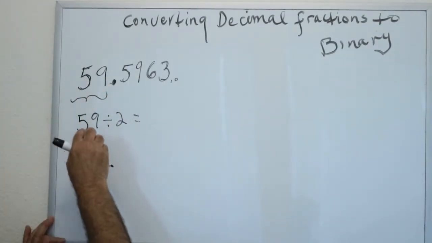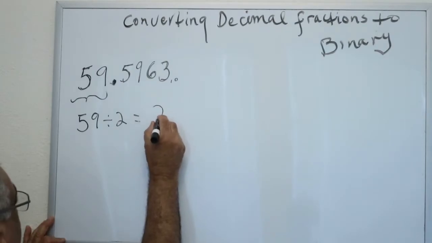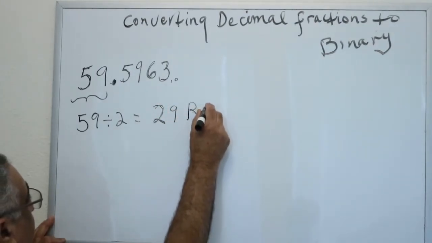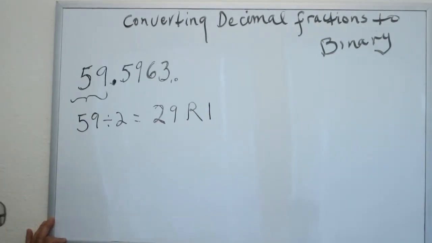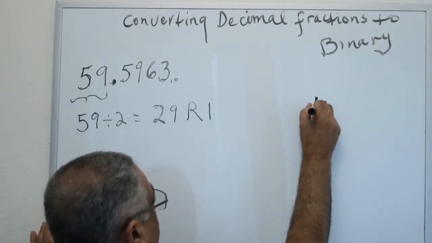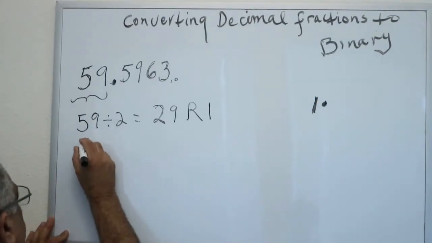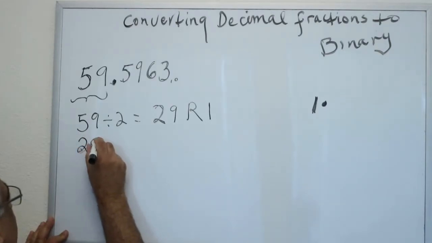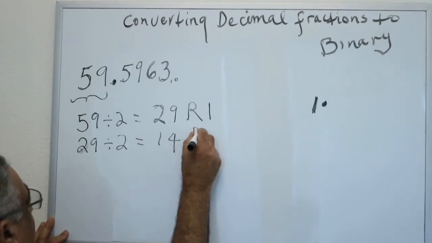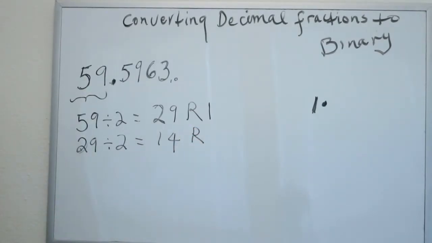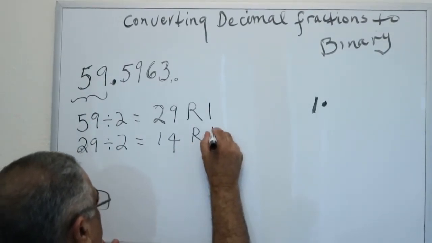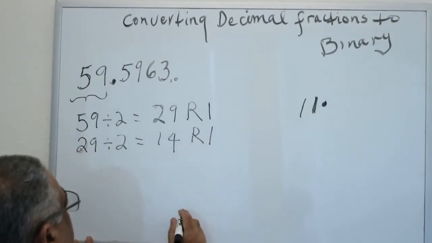So 59 divided by 2 is 29, and there is a remainder of 1. Let me write my answers here. I'm going to put my 1 there. Then I'm going to take 29, and if I divide it by 2, that's 14, remainder 1.